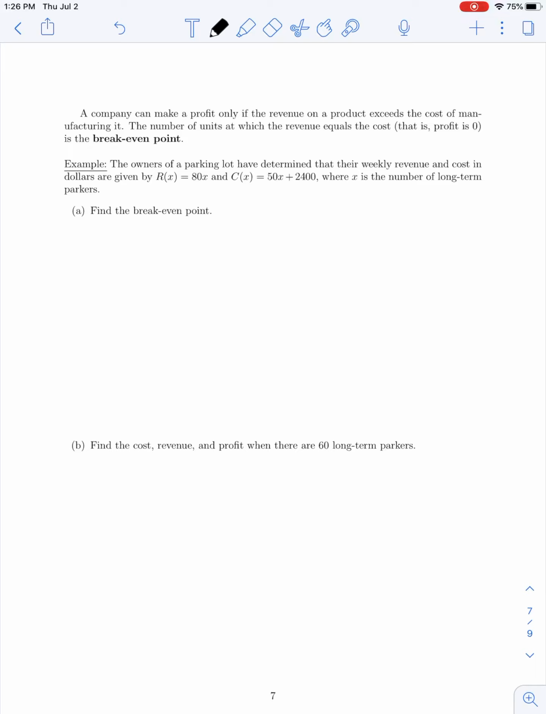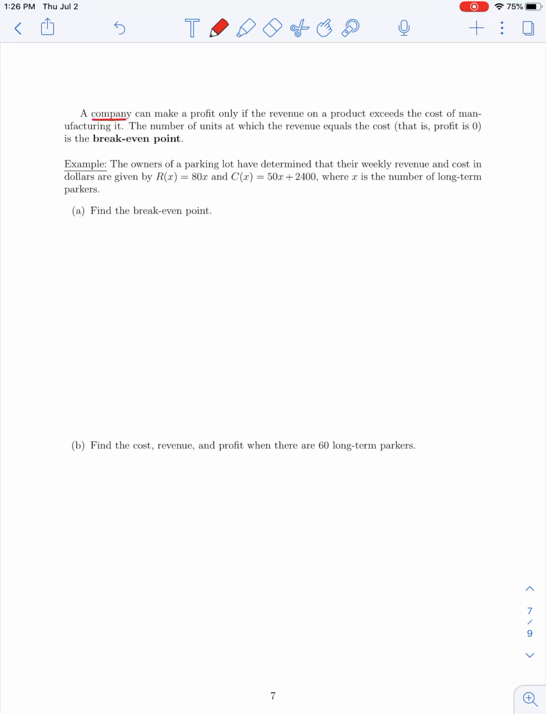In these next couple of examples, we'll start considering finding what is called a break-even point. For most businesses, if they know their expected cost and revenue or their expected profit, they need to determine how many units they need to produce and sell in order to break even, so that their cost would equal their revenue, or equivalently their profit would be zero. This point is called a break-even point.